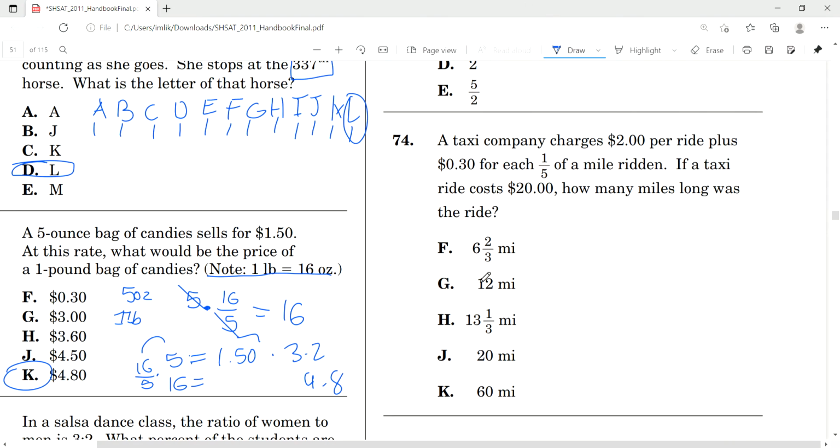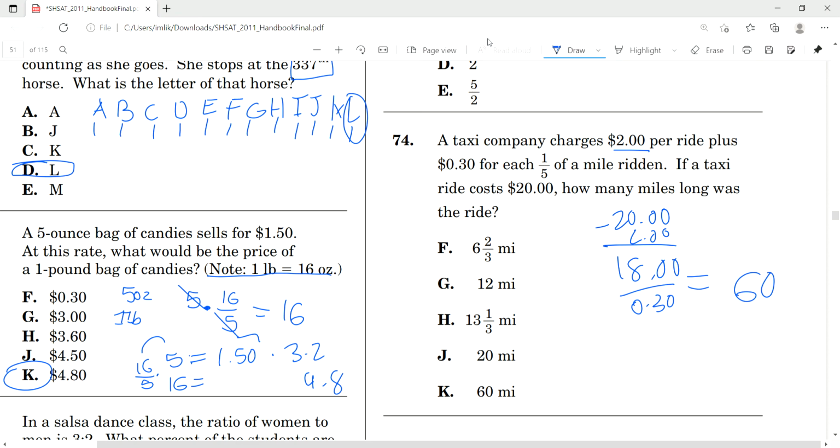74 now. The taxi company charges $2 per ride plus 30 cents for each 1/5 of a mile ridden. If a taxi ride costs $20, how many miles long was the taxi ride? So for the $20 in total, we can just subtract 2 immediately because there's a $2 flat fee. So now the person rode $18 worth of miles, and we know that there's 0.30 for each 1/5. So we'll have to divide this by 0.30. 18 divided by 0.3 is going to equal 60. So that means that she rode 60 1/5 miles.